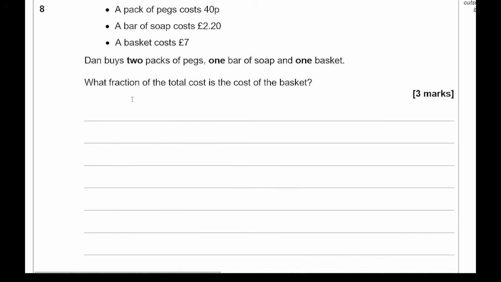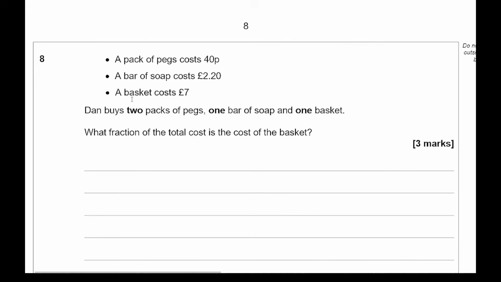Moving on to question 8, it says that a pack of pegs costs 40 pence and a bar of soap costs £2.20, a basket costs £7. Dan buys 2 packs of pegs, 1 bar of soap and 1 basket. What fraction of the total cost is the cost of the basket?